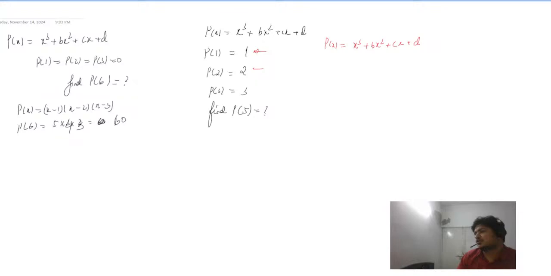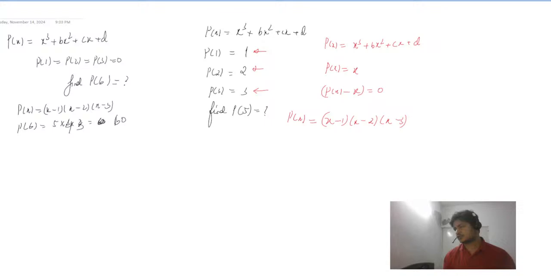So if I am writing P(x) minus x, that will be equal to 0, right? Which means if I'm writing any factor x minus 1, x minus 2, x minus 3 for P(x), and if I'm adding x with this, will we get the same value?